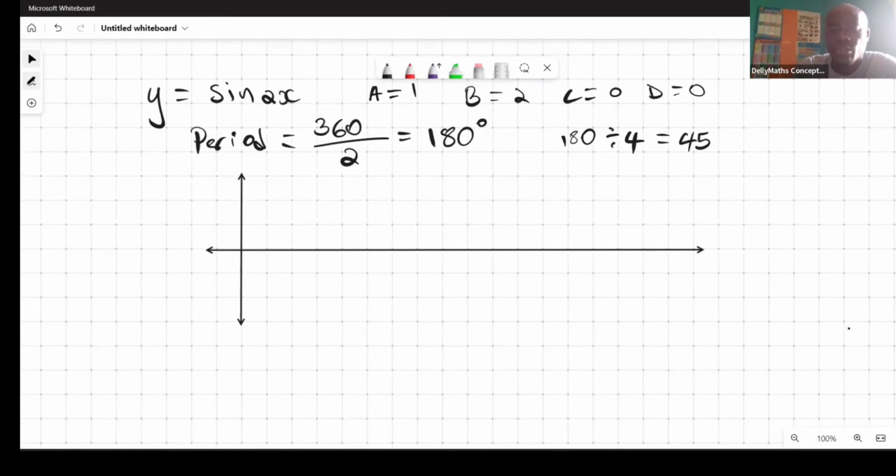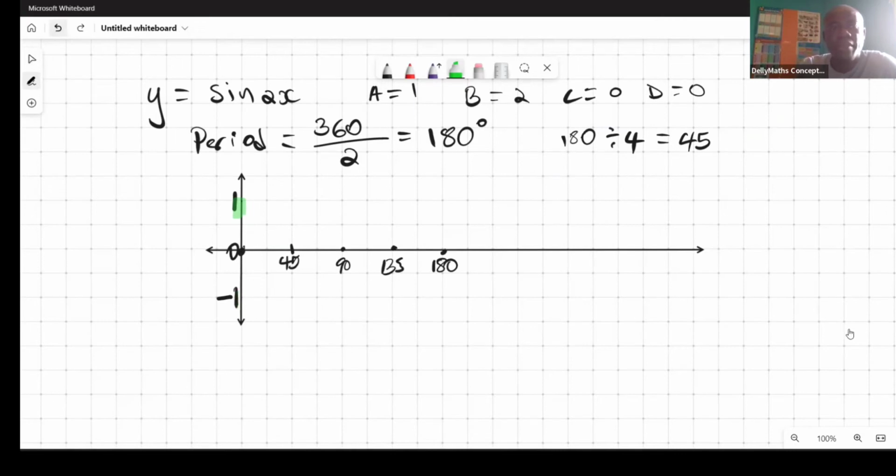So it simply means that we'd actually have, let us say we have 45 here, then 90 here, then 135 here, and then 180 degrees here. These places are very crucial. So we are going to be getting our maximum, our minimum, and the x-intercept at these places. Bear in mind that we'll go as far as up to 1 and then as low as -1. My amplitude is 1. So from my rest position here, which is 0, I'm going to go all the way up to +1 and as low as -1.